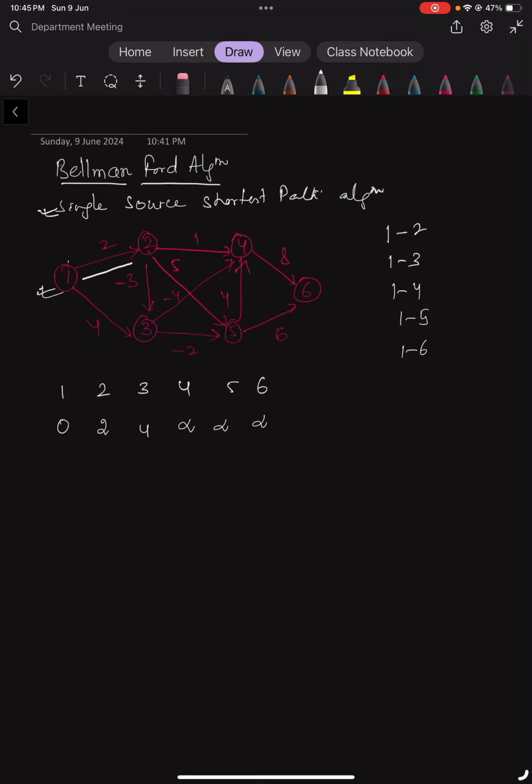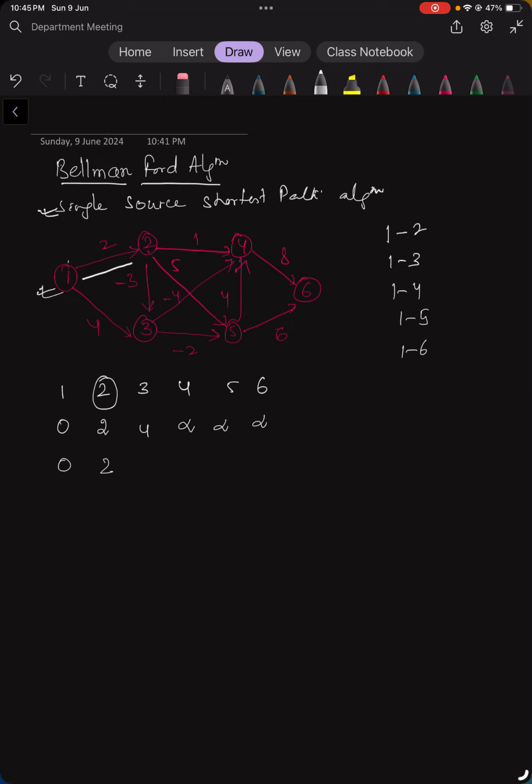After that, we can select the vertex with the smallest distance from 1. So obviously the vertex 2 will be selected. Now what we are going to do is update these distances. How are we going to update these distances? 1 to 1 is obviously 0 only, and 1 to 2 it is 2 only.